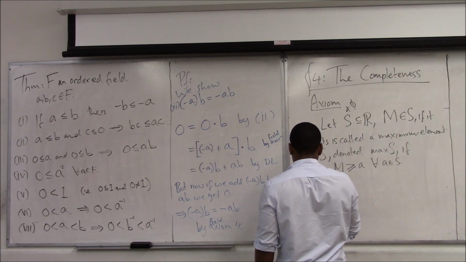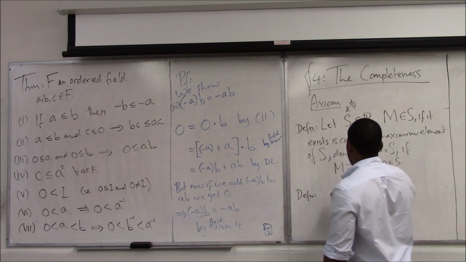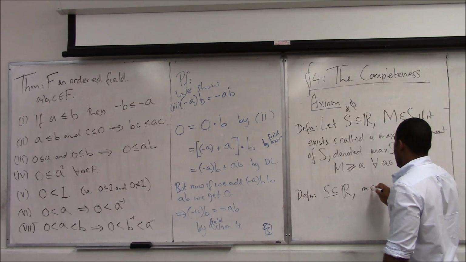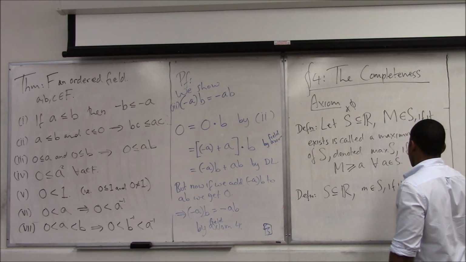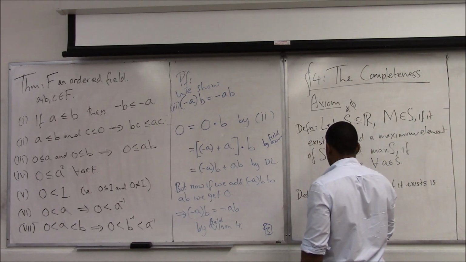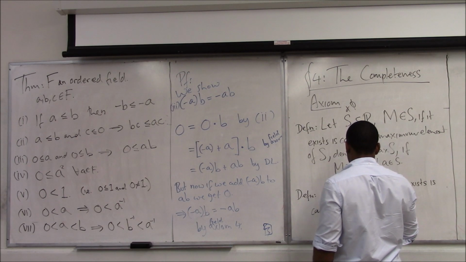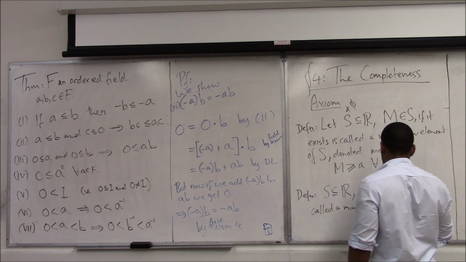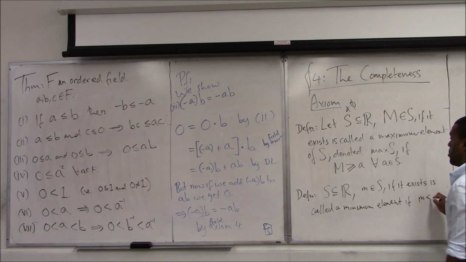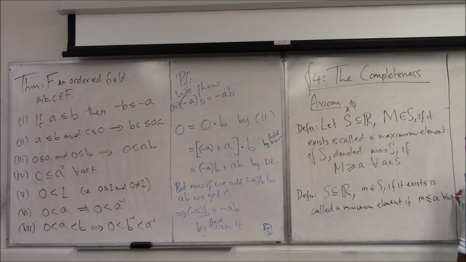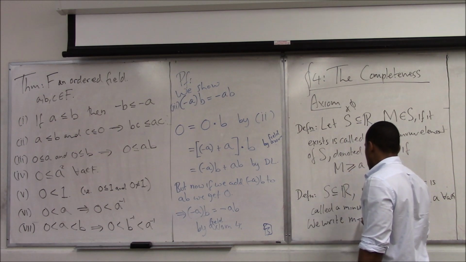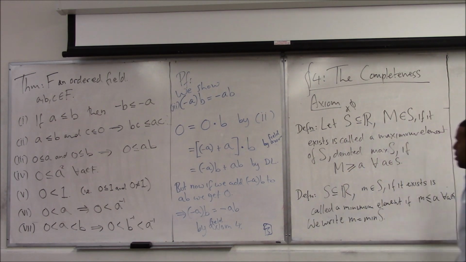Another definition. S subset of R, non-empty. Little m in S, if it exists, is called a minimum element if n is less than or equal to A for all A in S. We write n equals min S.